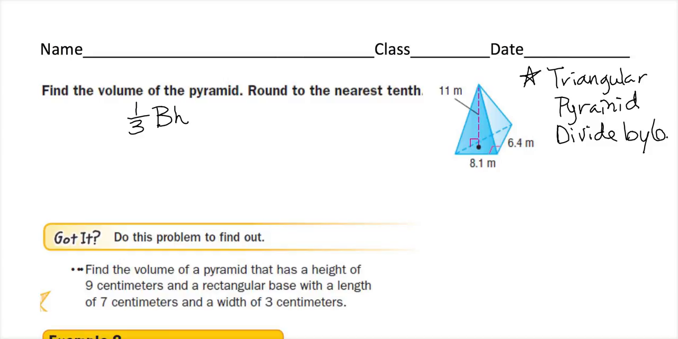Okay, now think about that for a minute. Why would I end up dividing by 6? I always divide by 3 because I have to, but how come I'm dividing by 6?